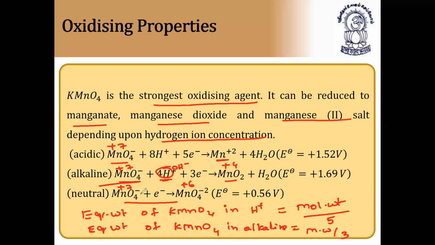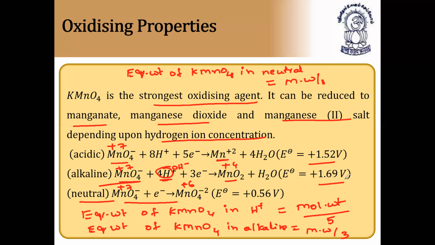Now the equivalent weight of potassium permanganate in neutral medium. In neutral medium, it is equal to molecular weight by 1, because the only change in oxidation state is 1, +7 changes to +6. So definitely they will ask this. The electrode potential is +1.52, and it is +1.69 volts.